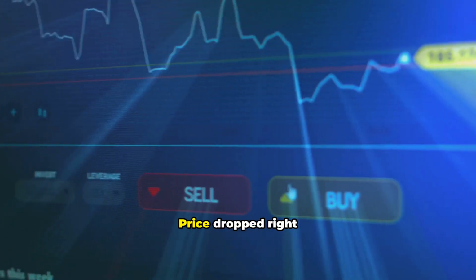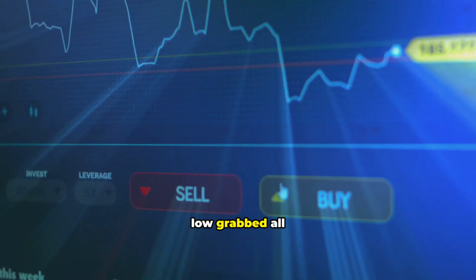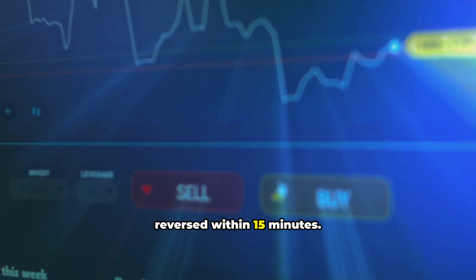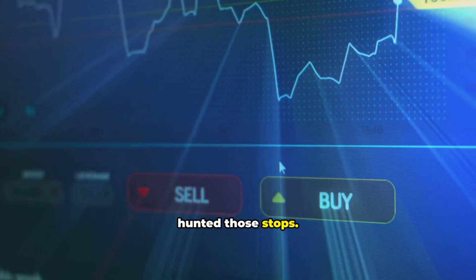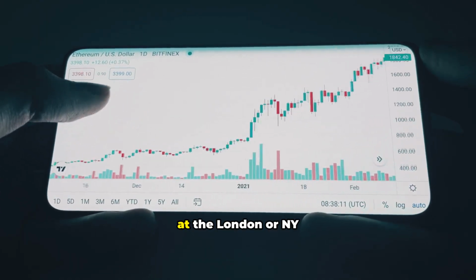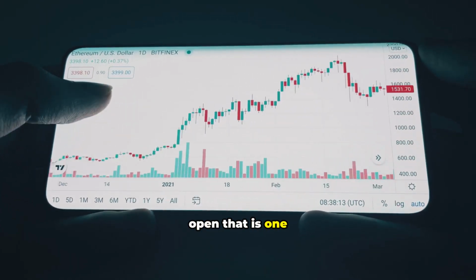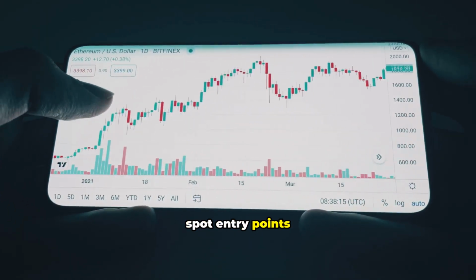See this? Price dropped right below the previous low, grabbed all the liquidity, and reversed within 15 minutes. That spike down was the trap. The smart money hunted those stops. When you see this happen, especially at the London or NY Open, that is one of the highest probability spot entry points you will find.